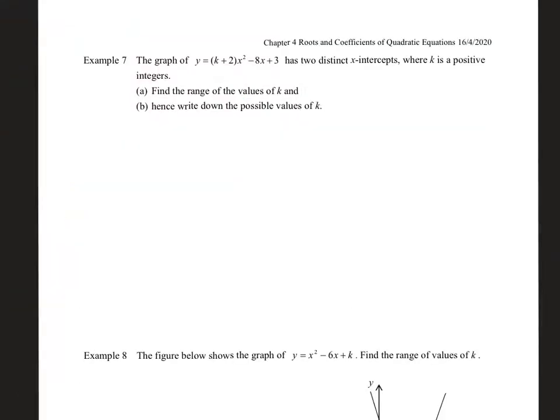Next, we are going to see a little bit harder question. Let's have a little challenge here. Now it tells you there's a graph which has two distinct x-intercepts, which means it should be something about delta greater than 0. And next, you know that k is a positive integer. So what does that mean? And I have a question mark over there.